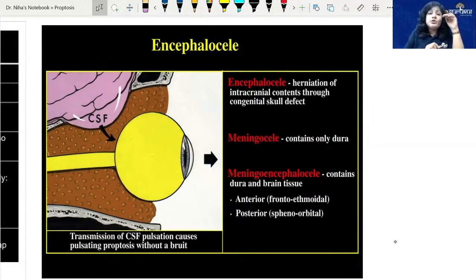Usually, in cases of encephalocele, if they want to ask you, they will definitely give you some history of trauma also. They will give you certain clues about transmitted pulsations. They can tell you about the brow. They can tell you about the defect in the base of the skull, something like this. And then we have to confirm it with the imaging.